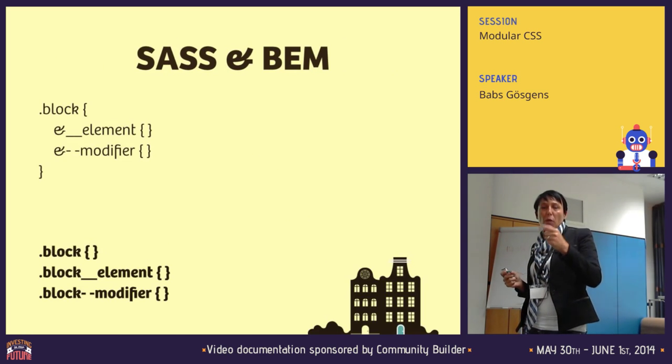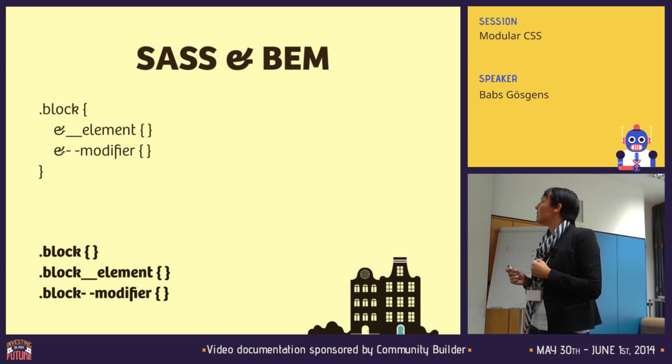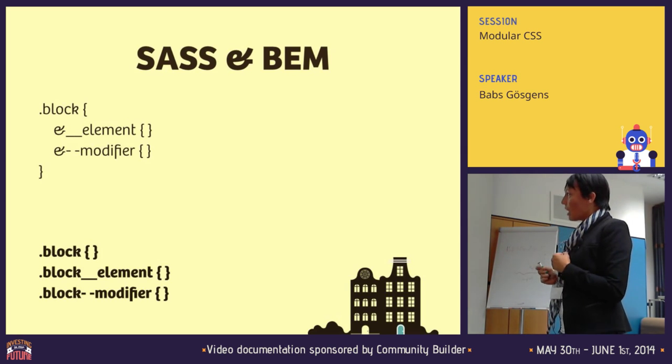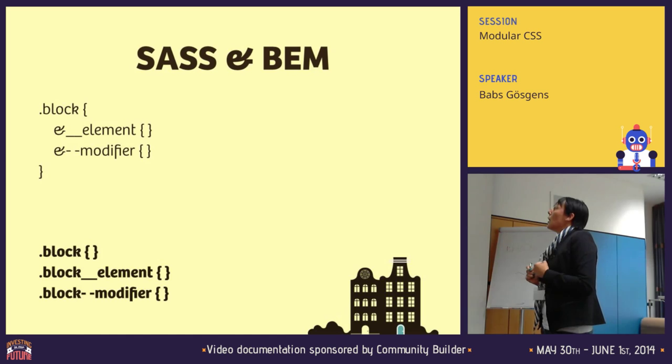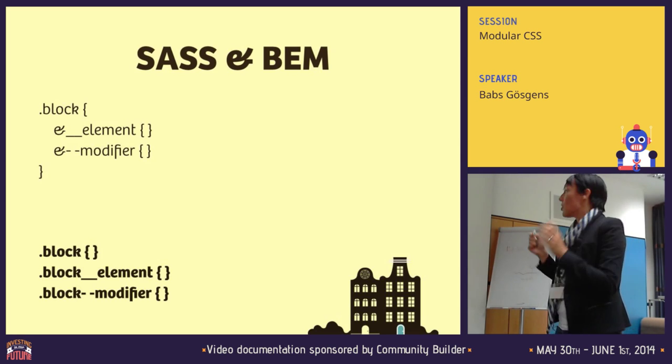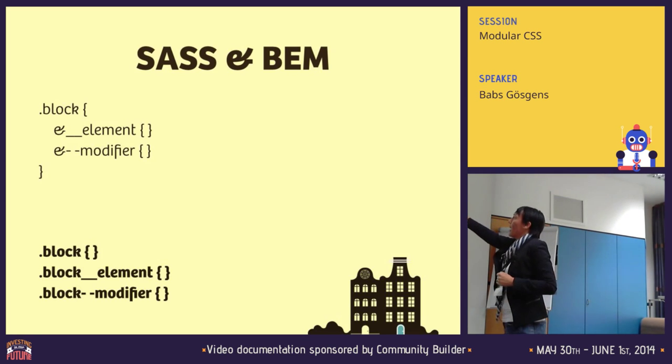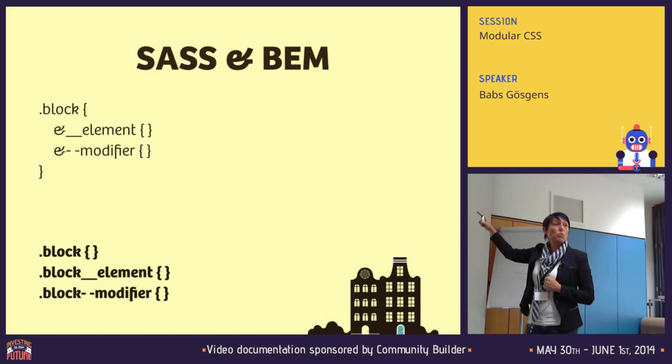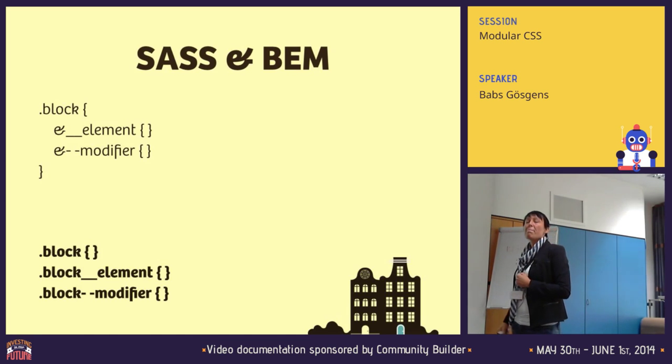Okay, I promised you a few notations to help with BEM in SASS. This is how you would do it in SASS. You would declare a block. You would use the ampersand. It's the same in Less. Okay, great. And that code there is very easy for us to parse as humans.